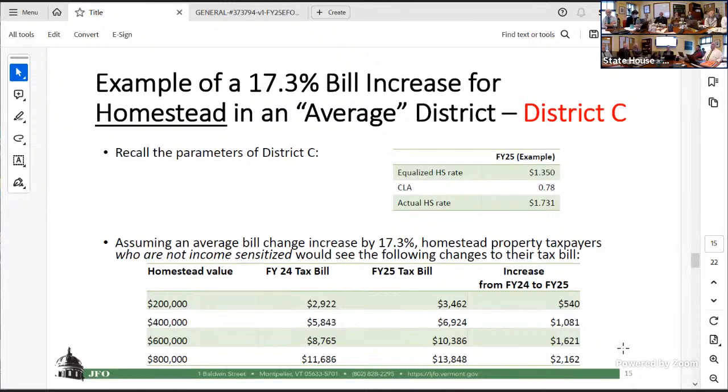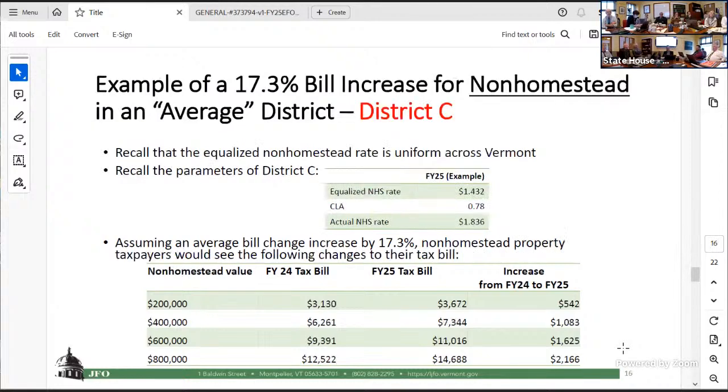So this is the average bill increase for homestead in this average district, and then non-homestead in the same district. We'll recall that the equalized non-homestead rate is uniform across Vermont. So also in the E-Board modeling, we had an equalized non-homestead rate of 1.432. With that average CLA applied as well, we get to the actual non-homestead rate of 1.836. And this is what an average bill change would look like for the non-homestead property taxpayers in this district.